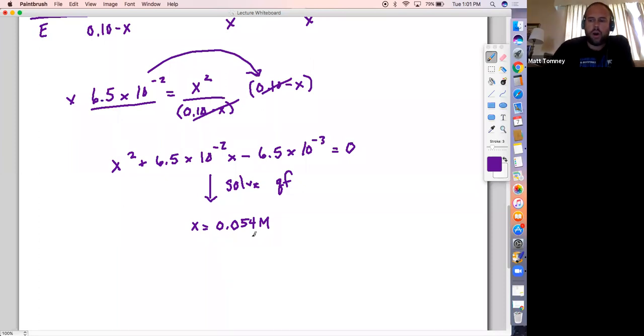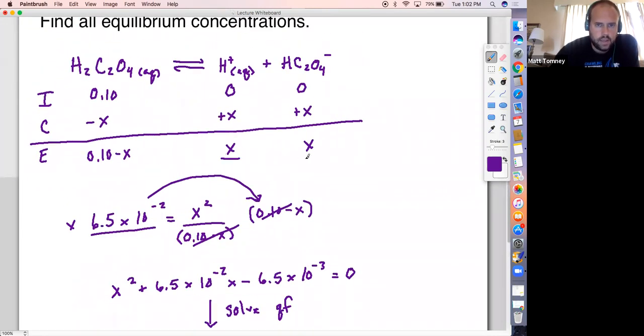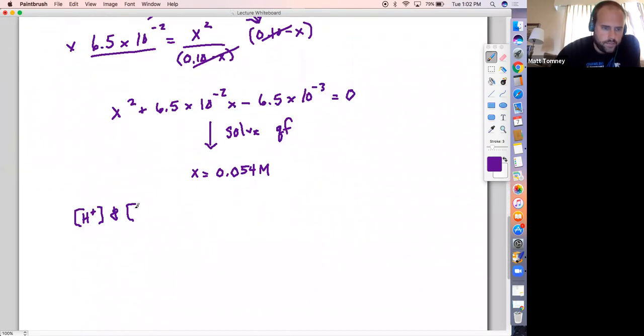So now I have part of the answer, but I do not have all of the answer because this is diprotic. So what I can say is that for Ka1 at equilibrium, the H plus concentration and the conjugate base concentration, because those were both set equal to x in the ice chart, are going to be equal to whatever x is, because that's the full value at equilibrium. So both of these are going to equal 0.054 molarity.